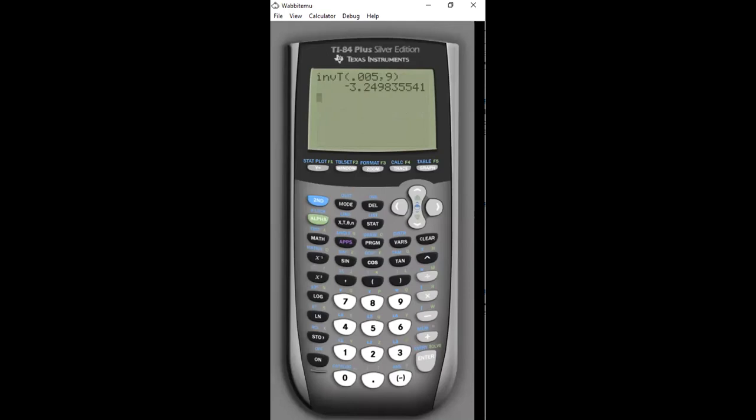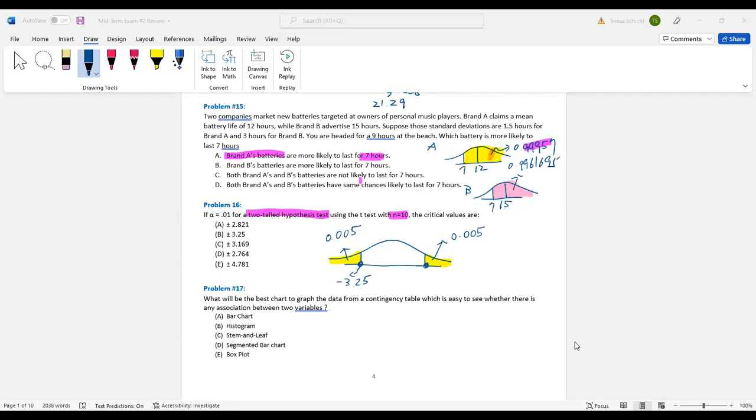I got a negative 3.25. Okay, so this one's here. This is negative 3.25. Okay, so now we got a negative 3.25 here, right? Now I'm going to find this one here.